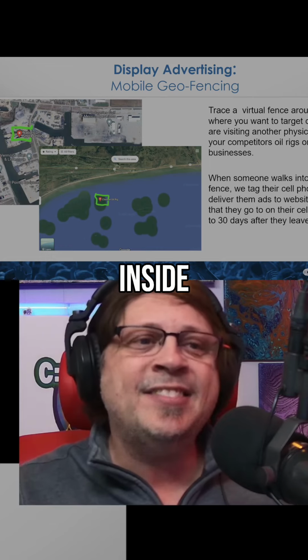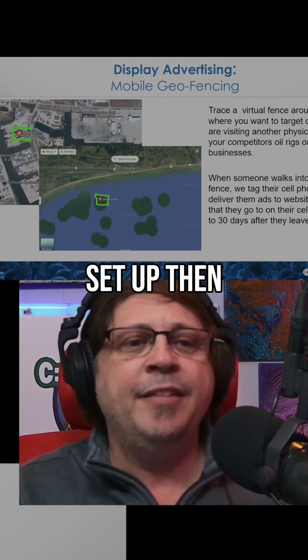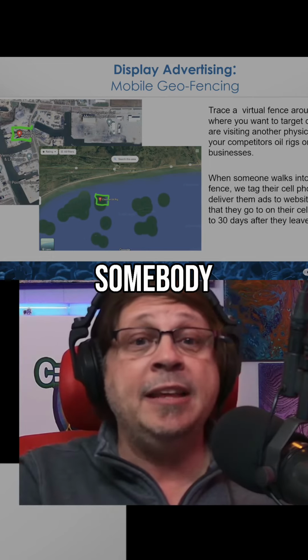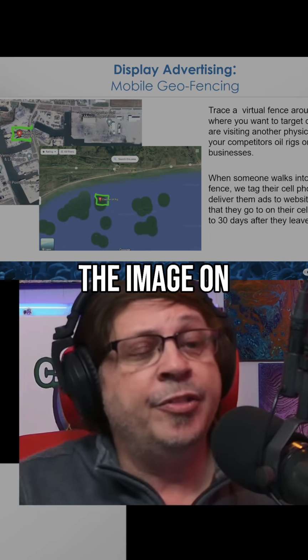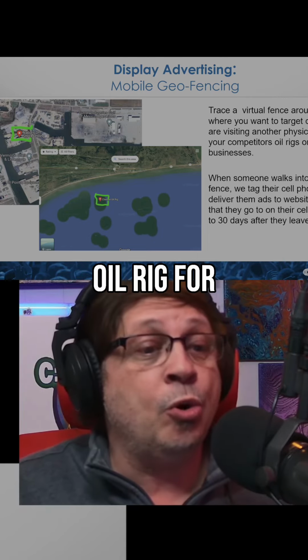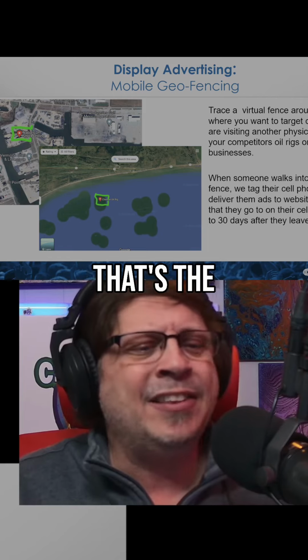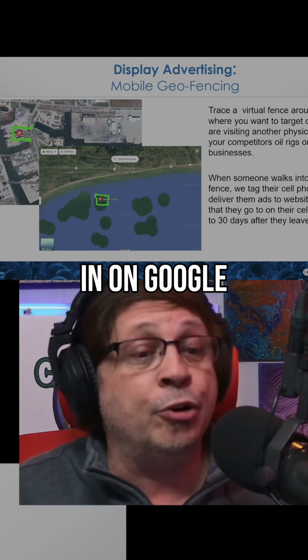And if they're inside the zone that we set up, then the algorithm is going to say, hey, here's somebody that we might want to put ads in front of. The image on the bottom on the left there is an actual oil rig, the Chevron oil rig. Now, that's the only one that I could find when I started zooming in on Google Maps.